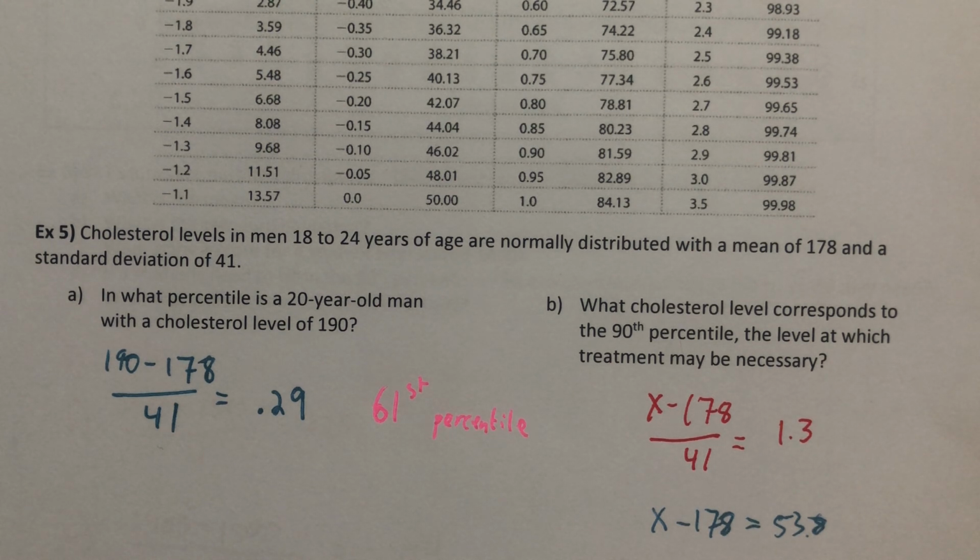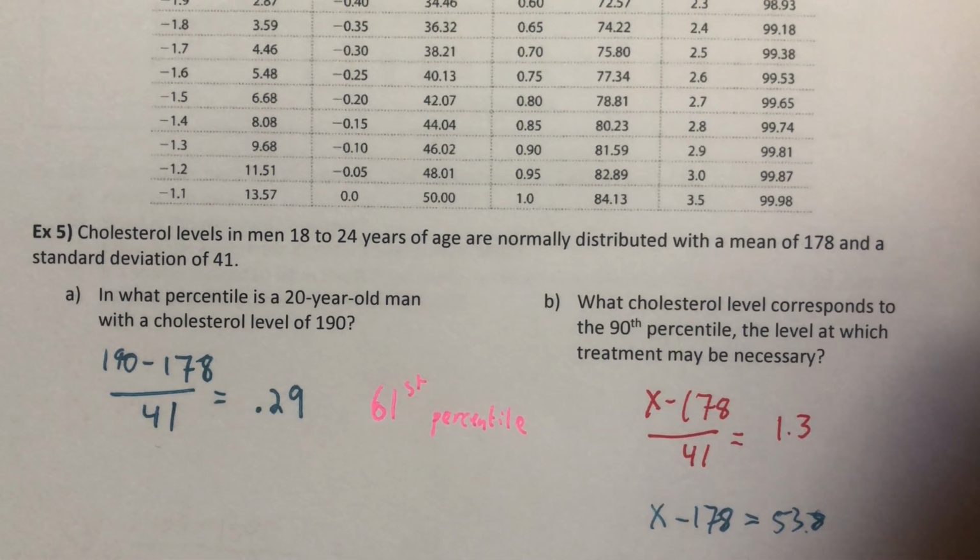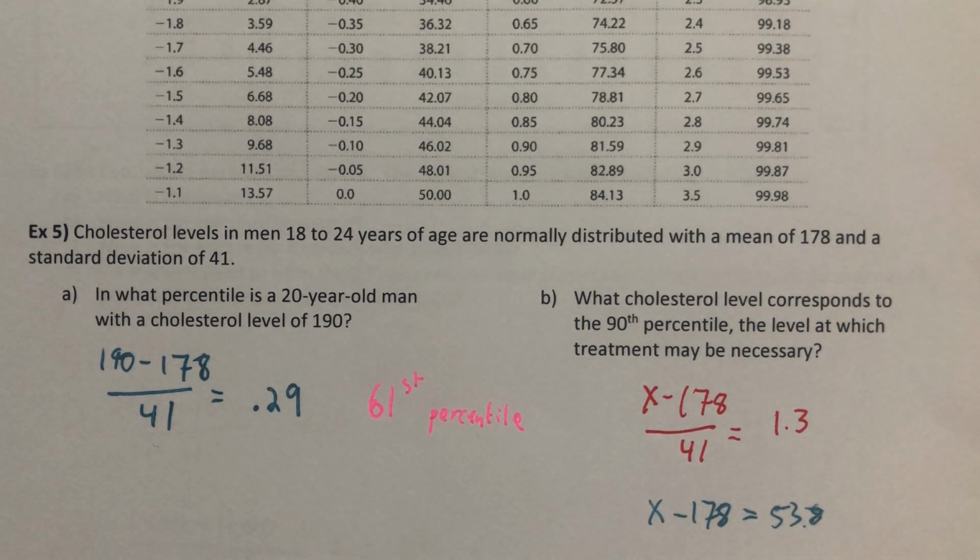Has to say normally distributed, or we have to come up with some other method. All right, so the first question: what percentile are you in if you have a cholesterol level of 190? So we would take 190 minus 178 divided by 41, and we get 0.29.